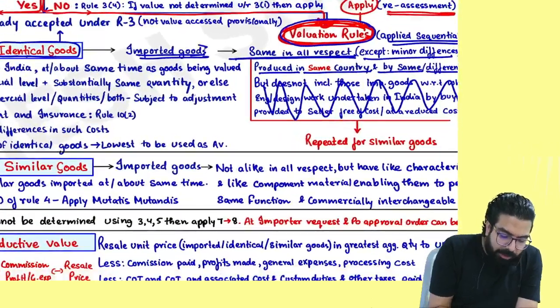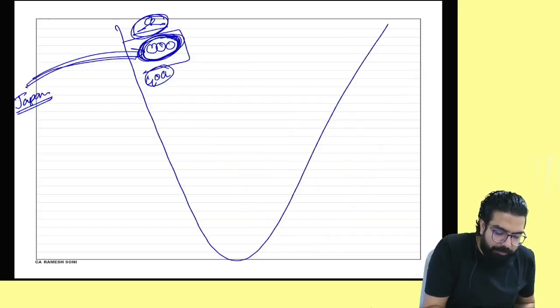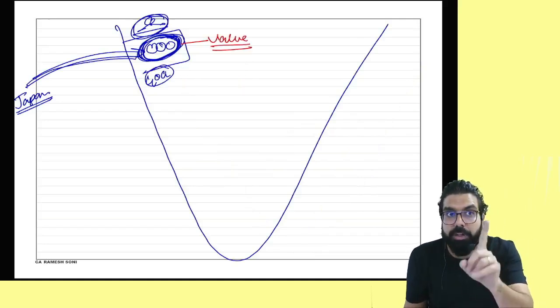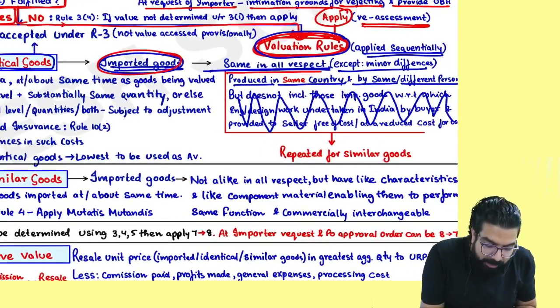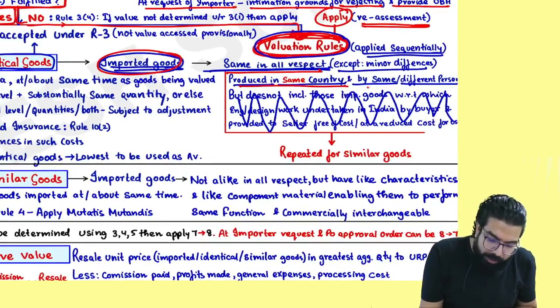Listen. First of all, it should be imported goods. Tell me one thing. Shah Rukh Khan imported the lungi. The officer is trying to find out the value. Now, will the officer go ahead and take the value of Indian goods? It should first of all be the value of imported goods which are the same in all respects, produced in the same country or a different country.